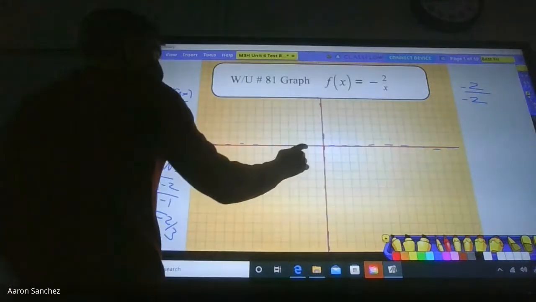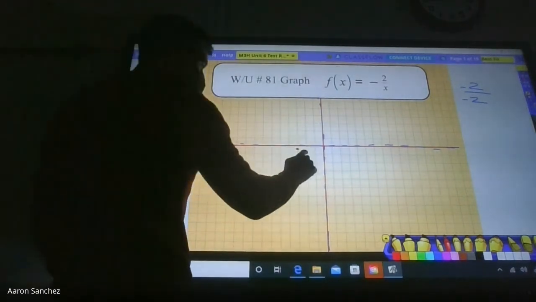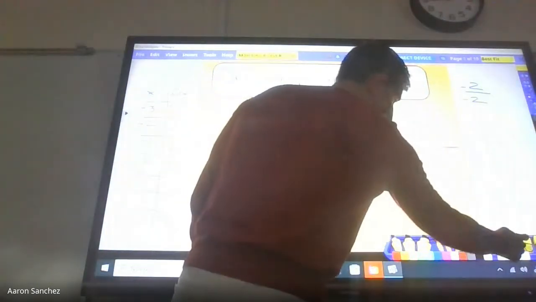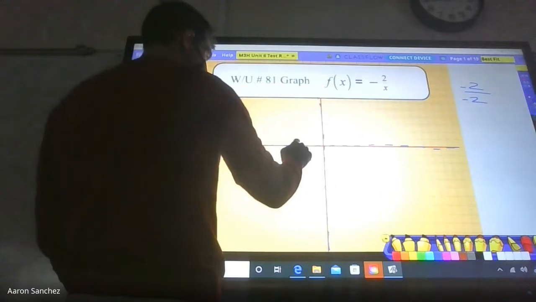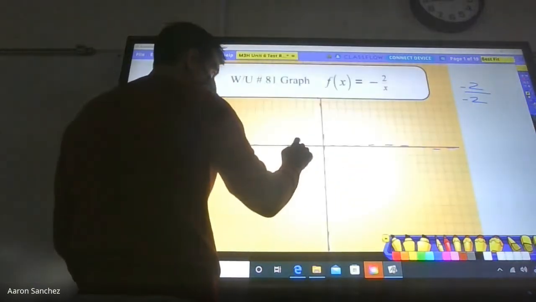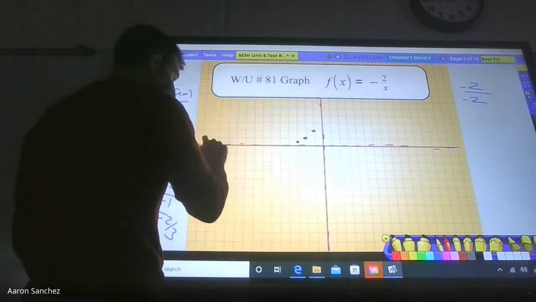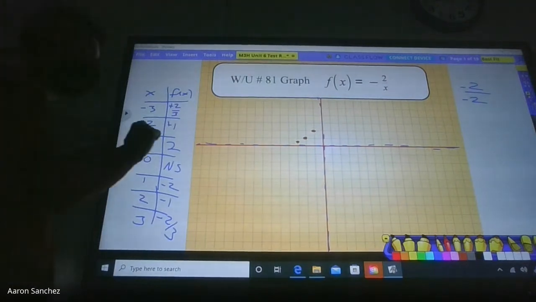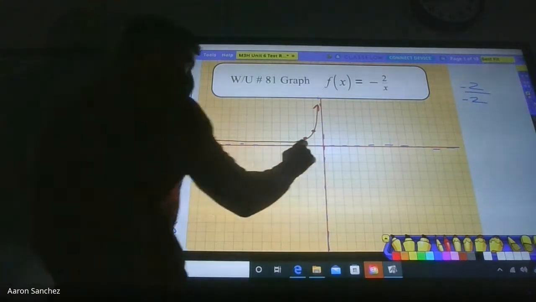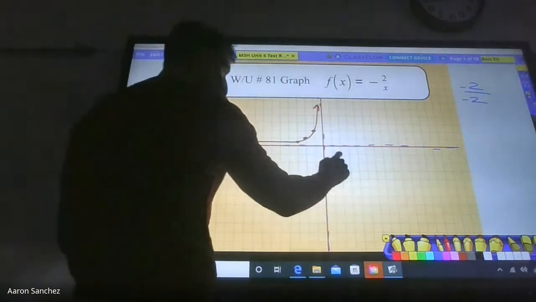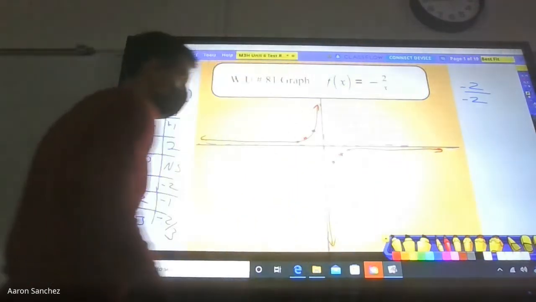I'm going to do it brown, my favorite color. -3, -2/3 would be right here. And then -2, +1 would be right there. And -1, +2 would be right here. And then what are we supposed to do with the asymptotes? Hug the asymptotes. And then we go, 1, -2, 2, -1, and then 3, -2/3. Hug it. I love you. And then there you go. And that's all you got to do.